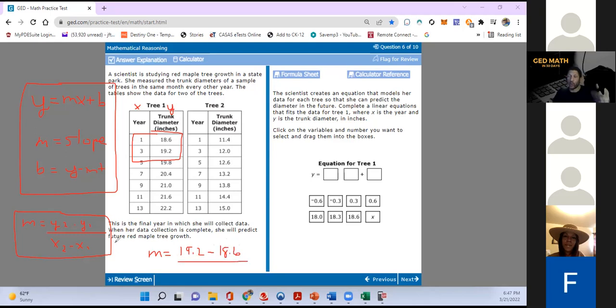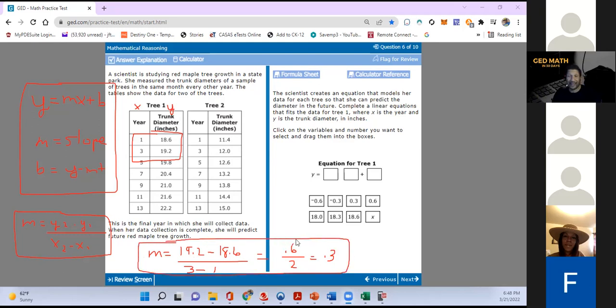Over x2. What's the x of my second point? 3. 3 minus what's the x of my first point? 1. So now I would probably just use my calculator, but 19.2 minus 18.6 is 0.6. 3 minus 1 is 2. 0.6 divided by 2 is 0.3. So that's telling me my slope is 0.3.